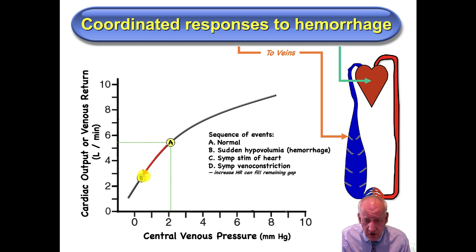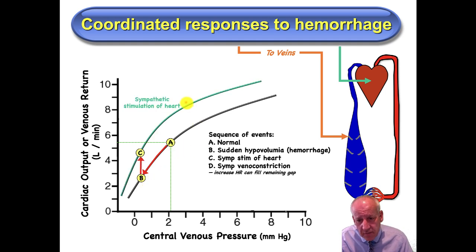The loss of cardiac output and blood pressure will activate the baroreflexes. We'll talk about that in detail later. The baroreflexes are activated. This causes an outflow of sympathetic drive, and this will improve the contractility of the heart by direct stimulation of the beta-1 receptors on the working myocardium. So now we'll shift our operation from point B to point C at that reduced central venous pressure. We've restored cardiac output almost to normal.